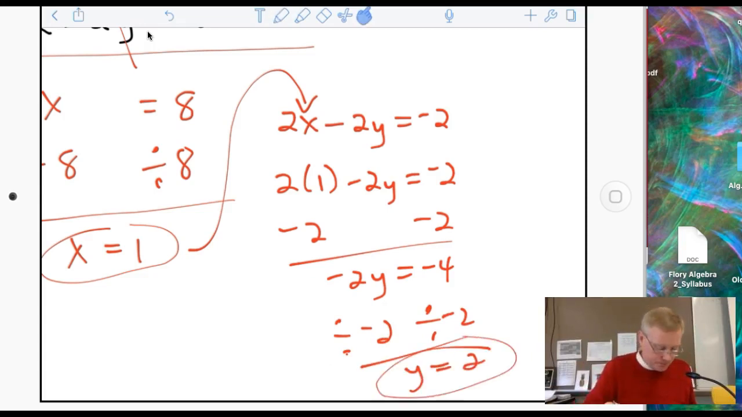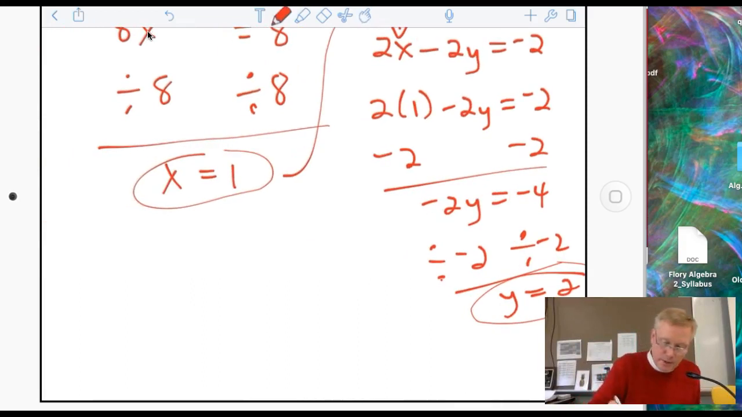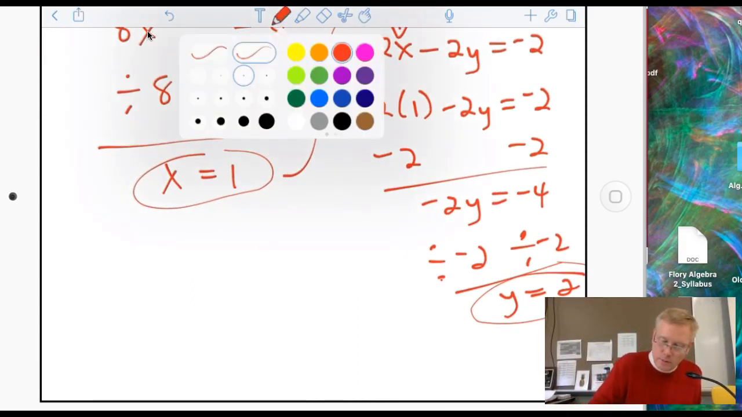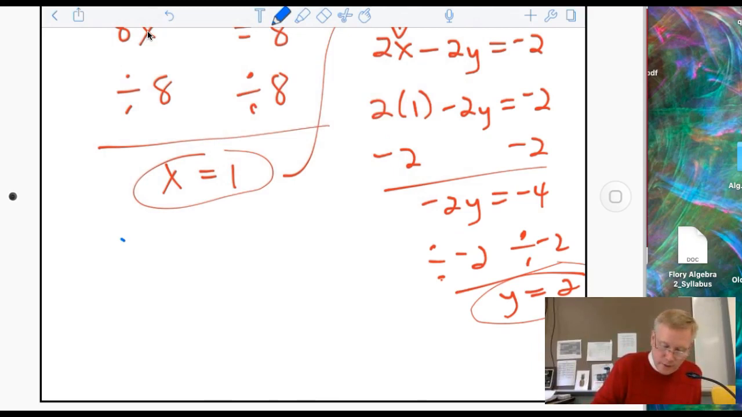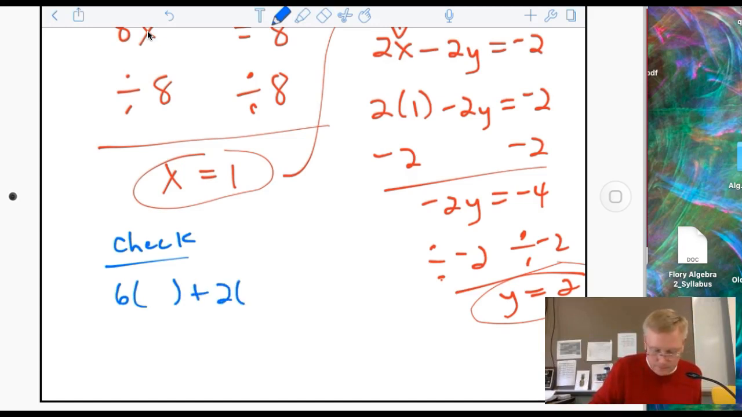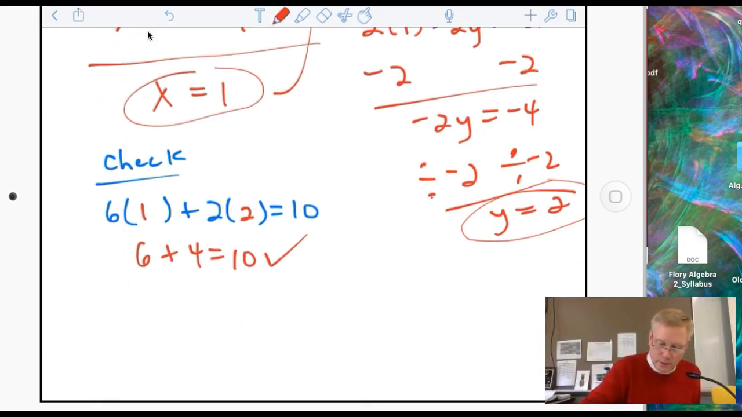There's my second answer. Now I'm going to check my answers by plugging both the 1 and the 2 back into both equations. So I've got 6x, put parentheses for the x, plus 2y equals 10. In there goes the 1 for the x and the 2 for the y. And when I do this out, 6 plus 4 equals 10. 6 plus 4 does equal 10. That one's good. Let me do the other equation.